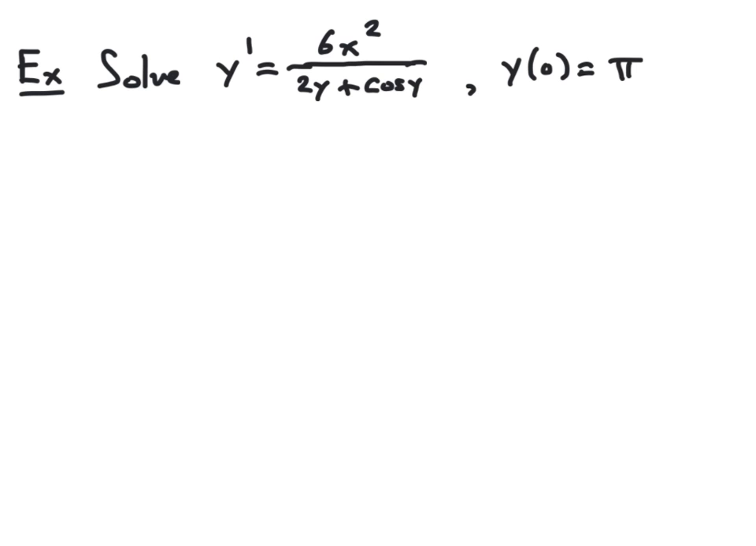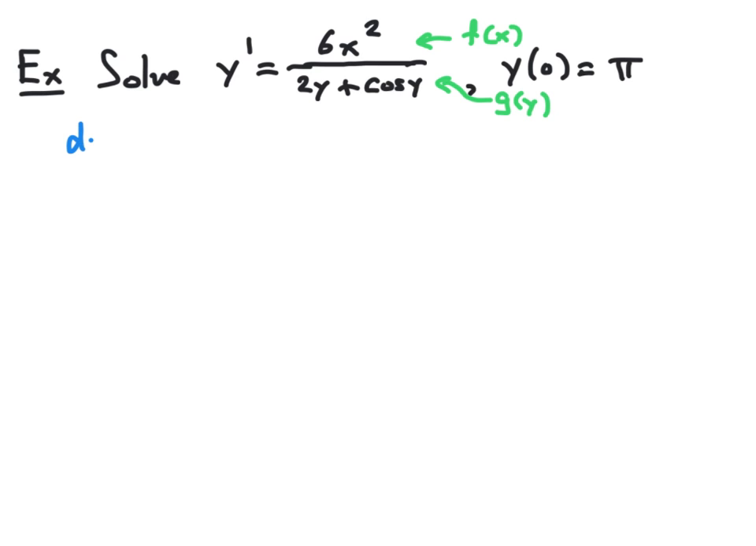We first note that this is a separable differential equation. Our f of x, as we called it, would be the numerator of our expression, 6x squared. That's a function strictly of x. And our g of y is 1 over 2y plus cosine y. So g of y here is not just the expression in the denominator, but it's the fraction of 1 over that term, which is a function strictly of y. And so being able to write the right-hand side of this equation as a function of f of x times a function of g of y, we know that this is a separable differential equation.